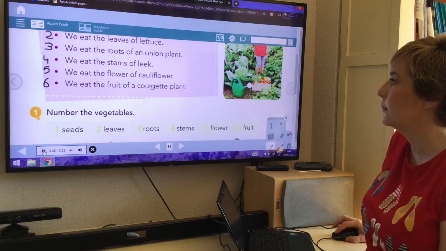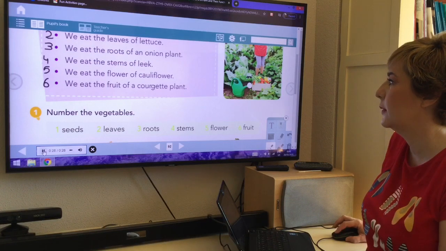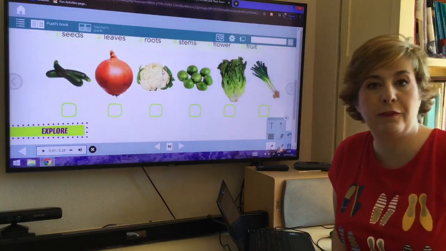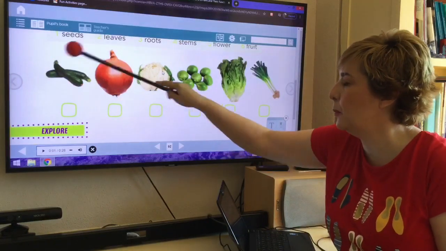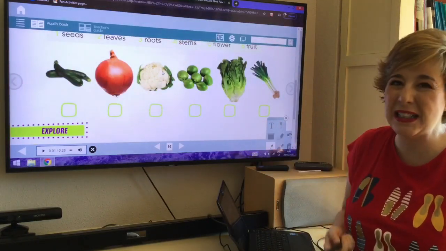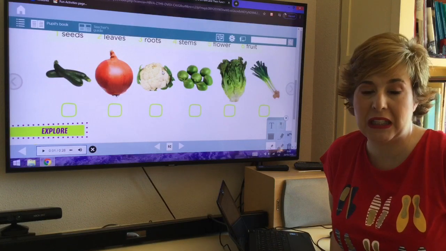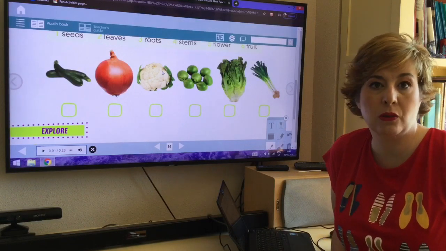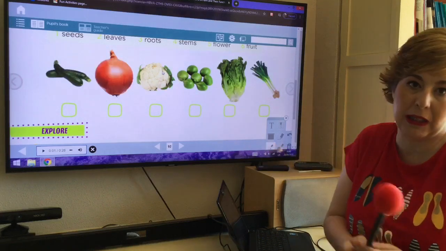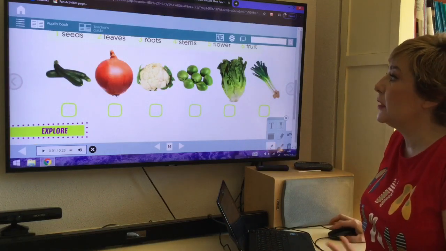We eat the fruit of a courgette plant. Nobody says courgette because that's a French word. Everybody says zucchini or squash. Zucchini or squash. That's the typical word, okay? So now it's very easy.